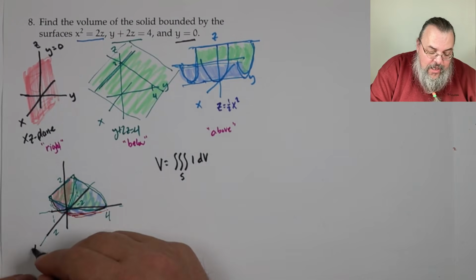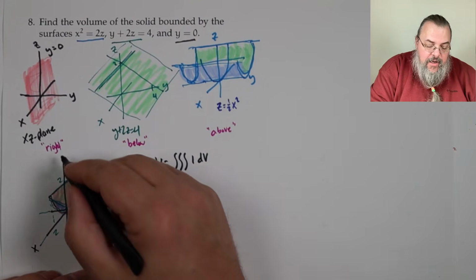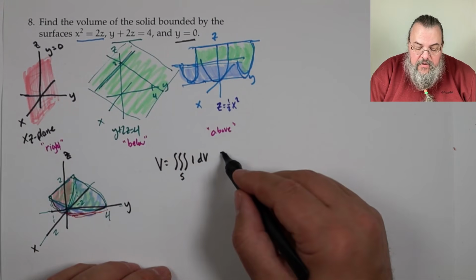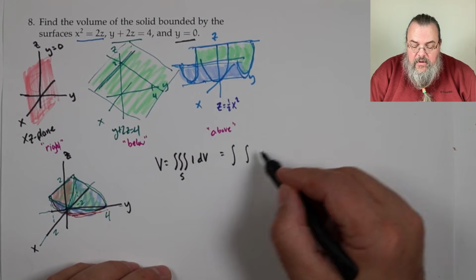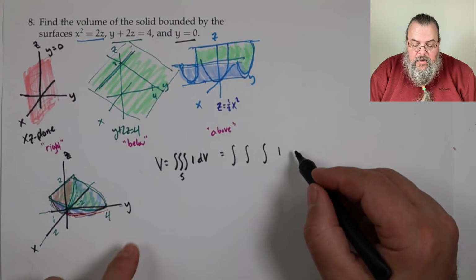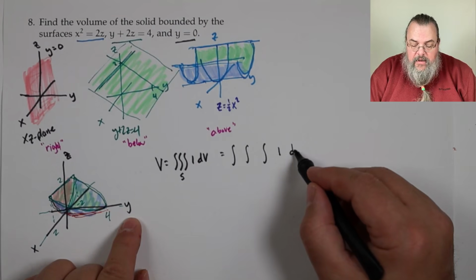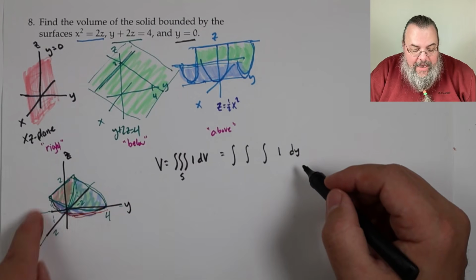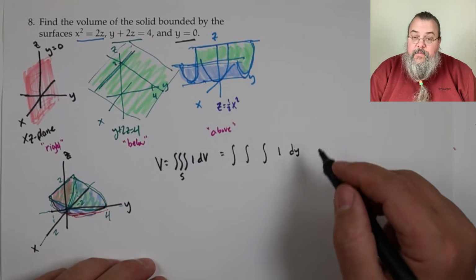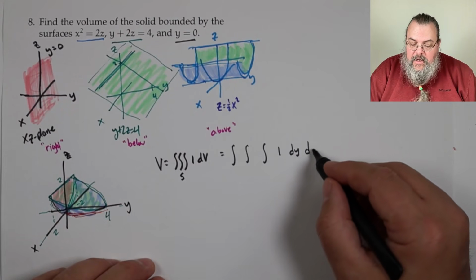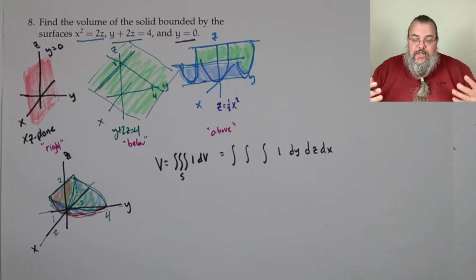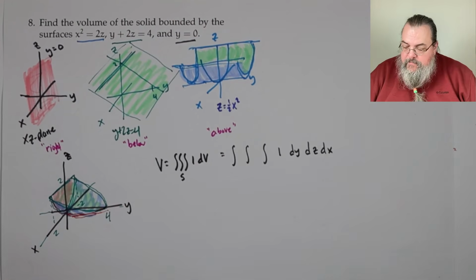So, with that in mind, here's my thought. I'm going to set this up as an integral of 1, and I should be careful here. My outer layers are going to be in the xz plane, so my inner part between surfaces is with respect to y. So I'm going to do dy, dz, dx. Then I just have to actually set these bounds up and integrate.